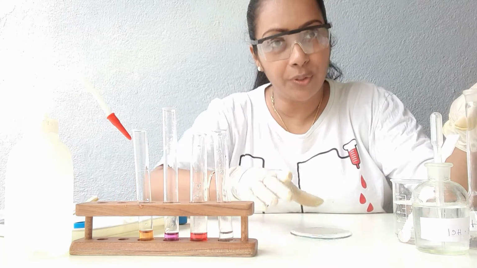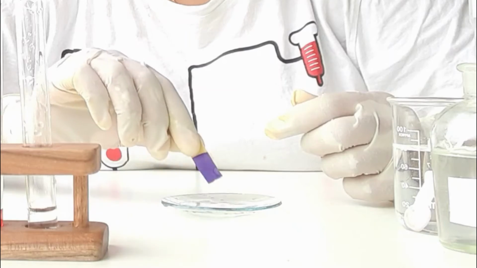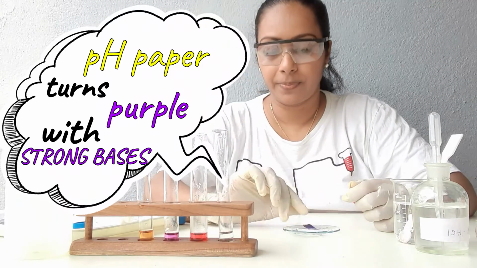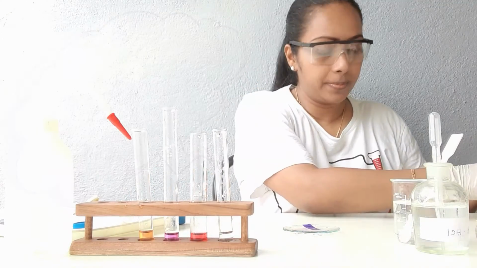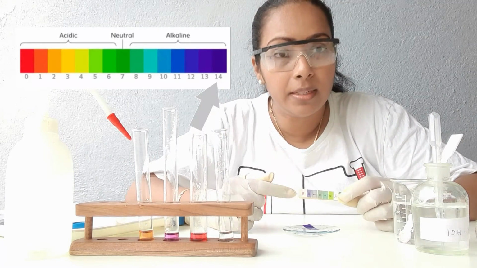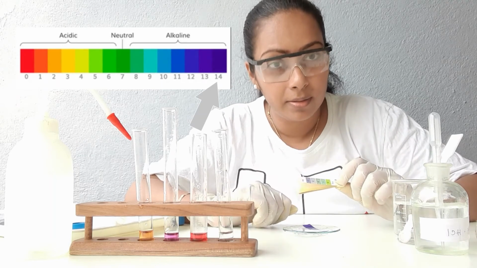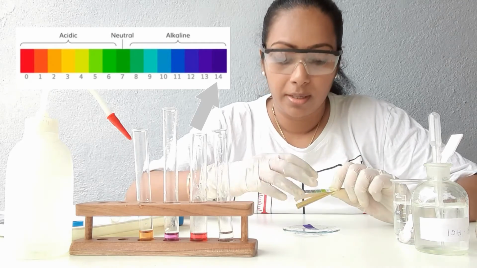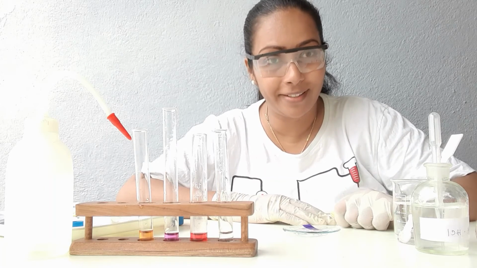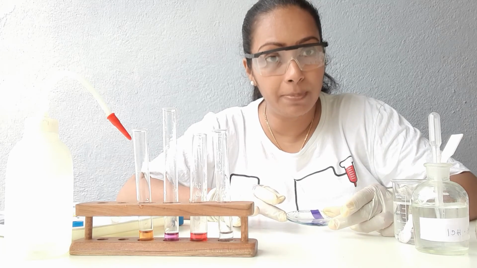Let's find out the strength of sodium hydroxide. I take a piece of pH paper and I dip it in sodium hydroxide. It turned into a dark purple color. When we check with the pH scale, the dark purple color gives a value somewhere between pH 12 to 14, which represents a very strong base. So sodium hydroxide is a very strong base which gives purple color with pH paper.